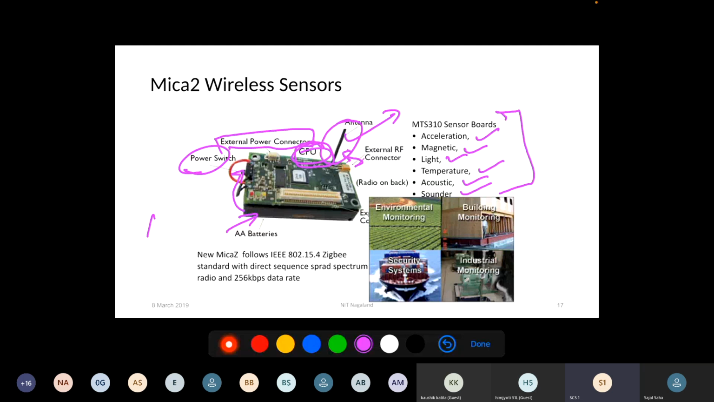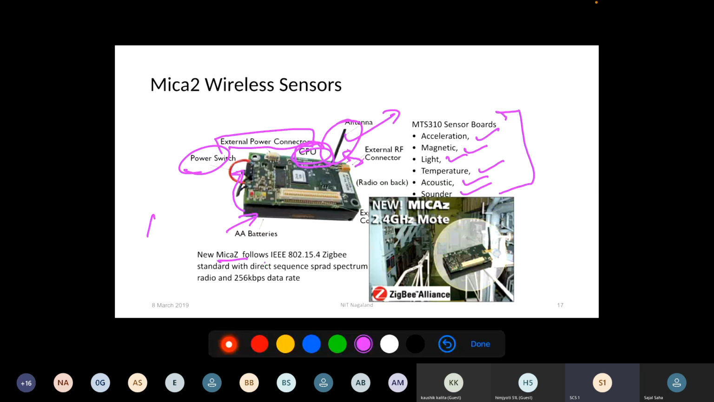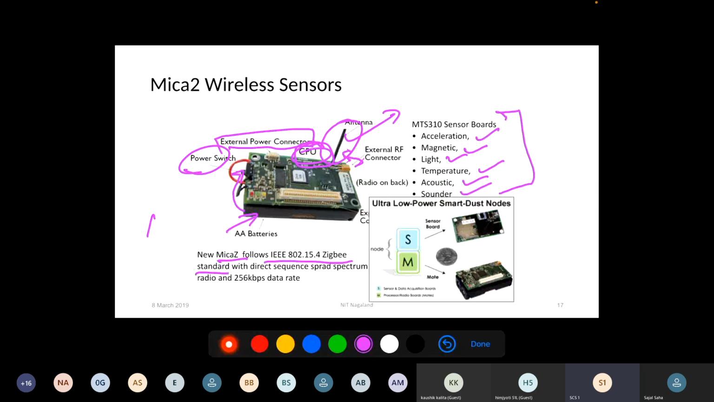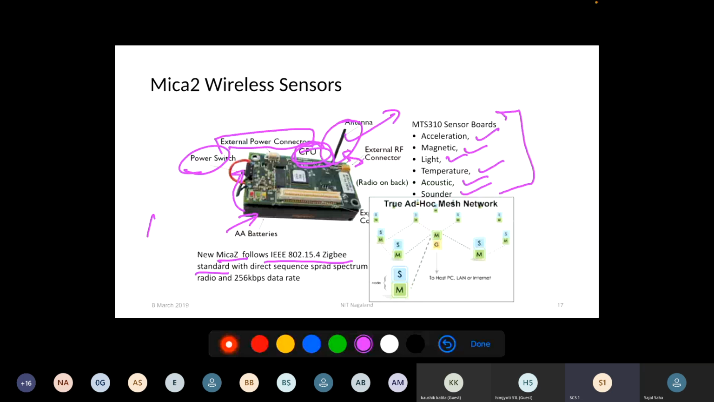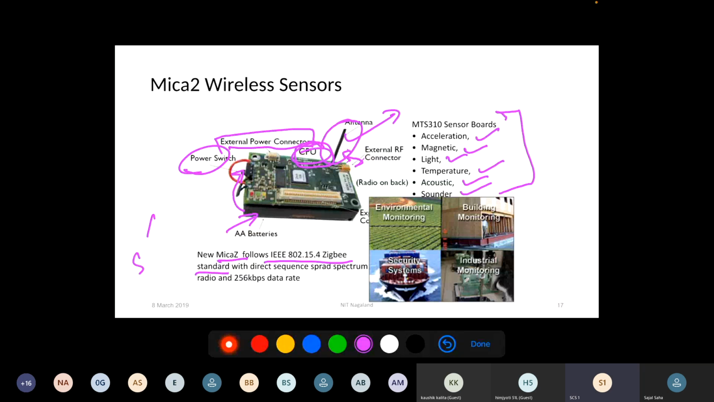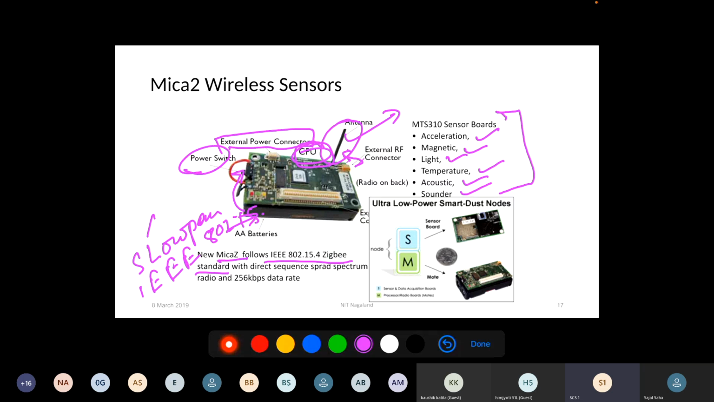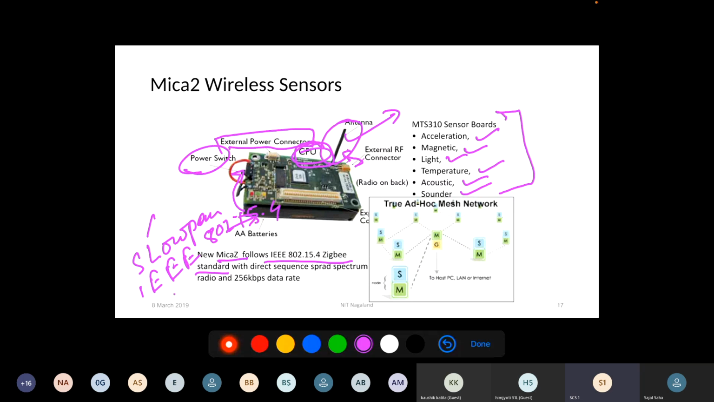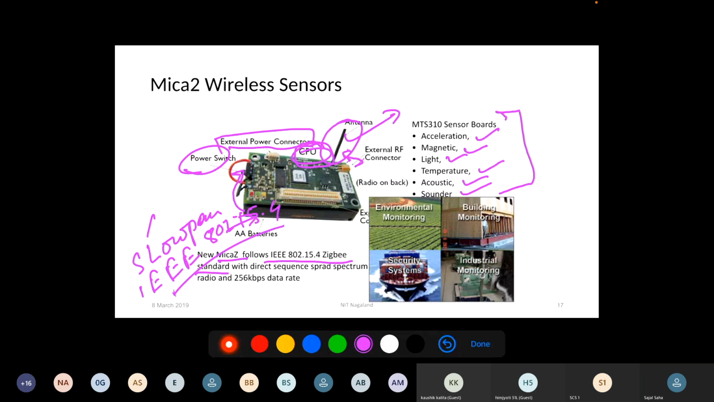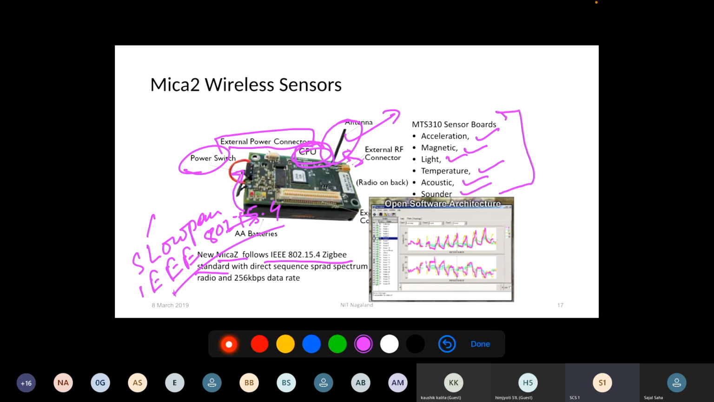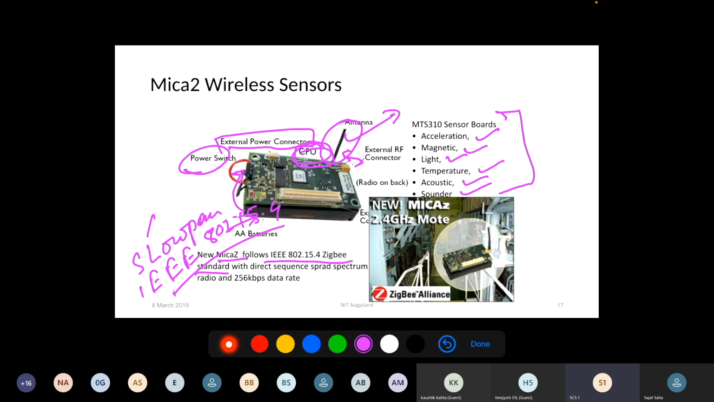So this one is actually Mica Z, which follows the ZigBee protocol. Earlier we told you about the ZigBee protocol. Can you remember? That is the LoWPAN protocol that we have discussed earlier, which is basically IEEE 802.15.4. Can you remember? XLoWPAN is basically the ZigBee standard protocol. So Mica Z also follows this ZigBee standard protocol.